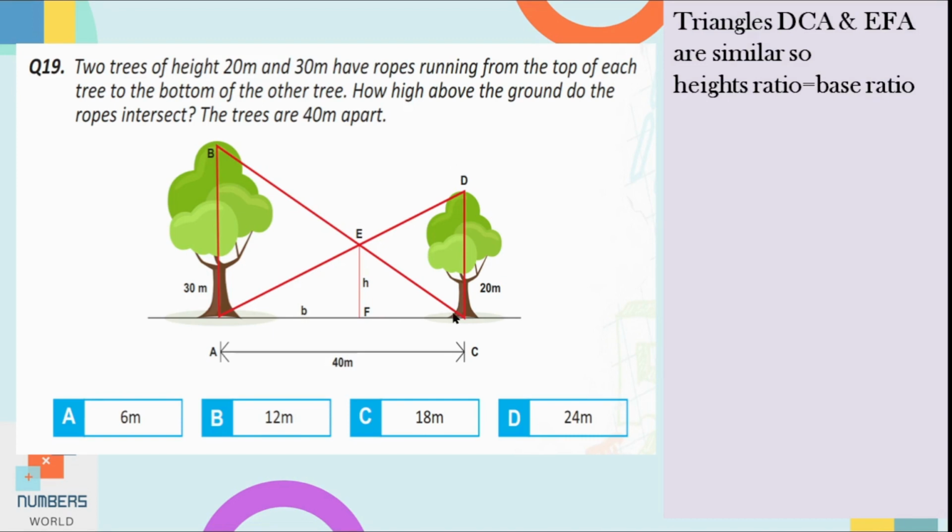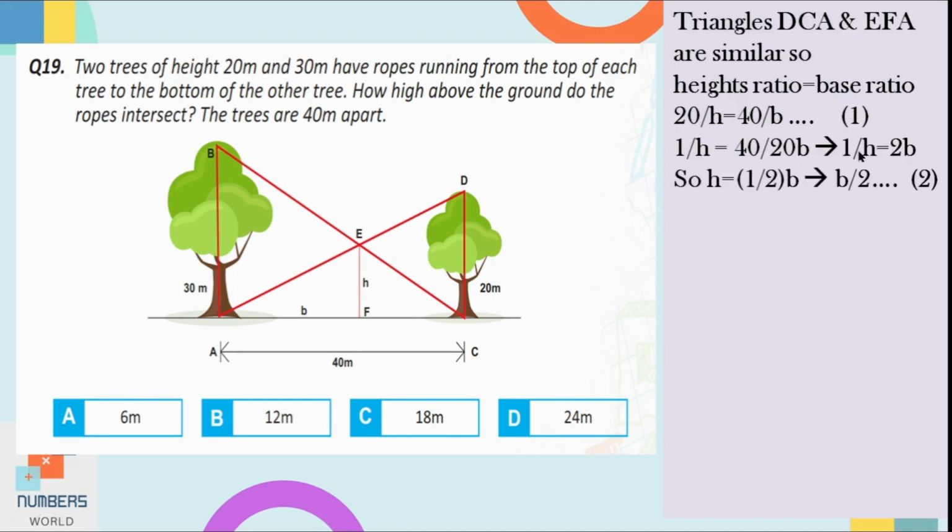So the height of DCA is 20 meters and height of EFA is h. So the ratio is 20 by h. The base of DCA is 40 meters and base of EFA is b. So the ratio is 40 by b. This is our first equation which we will use to find out the value of h. So if we move 20 to the other side of the equal, it will go in the denominator with b. After solving it, 1 by h is equal to 2b. We will find out the value of h from here, which can be written as 1 by 2b, or otherwise we can say that the value of h is equal to b by 2. Now we have our second equation as well.